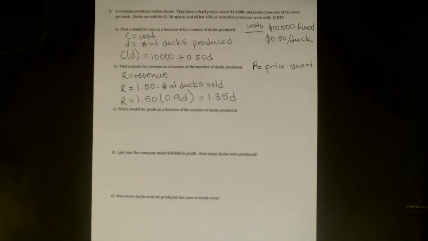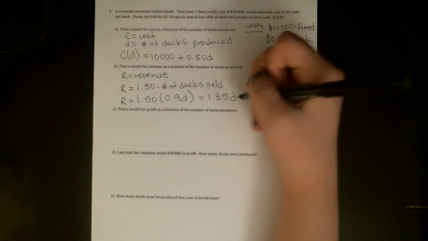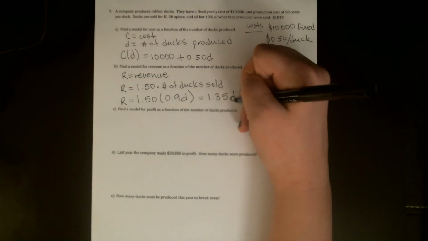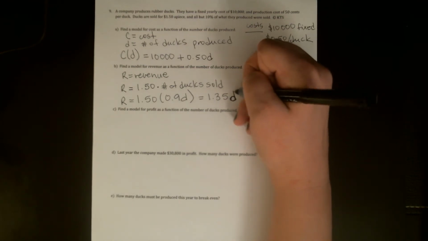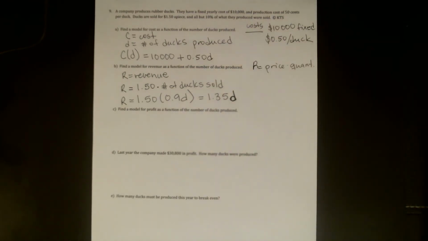Okay, and I actually think that slope is really interesting. We know that we sell the ducks for $1.50 a piece, and basically what this is saying is if we average that out over all the ducks produced, since we don't actually sell every single duck we make, it ends up averaging out to $1.35 per duck. So we make $1.35 revenue per duck produced. That equates to $1.50 per duck sold, selling 90% of the ducks.